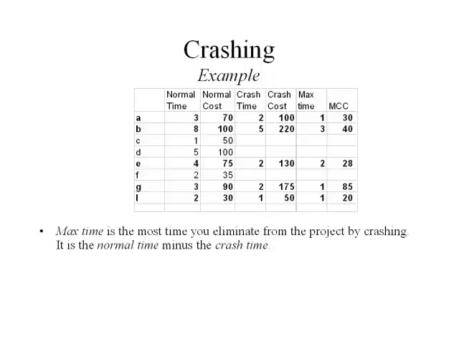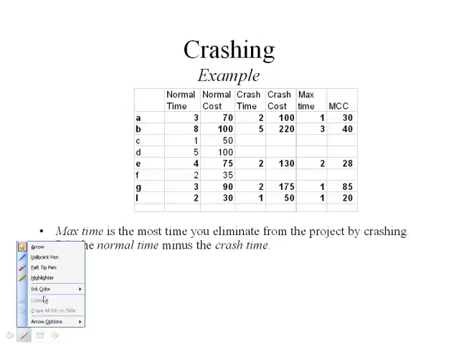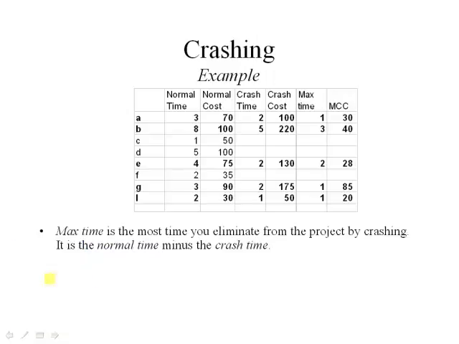Okay, so here, going back to our example, what I've done here is I've listed some sort of fictitious additional data. Got the normal activity times for all the activities in the project, and I just took those off the activity on node diagram that we were looking at. And let's assume that, for example, for activity A, normally it's going to cost me $70 to get that activity done in a normal amount of time of 3 days.